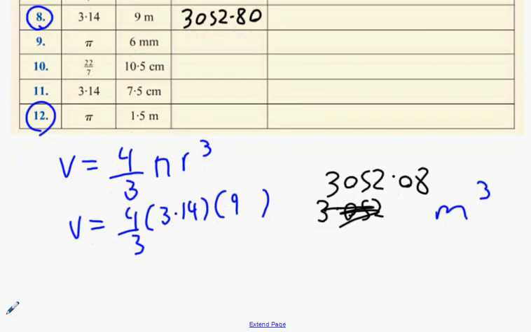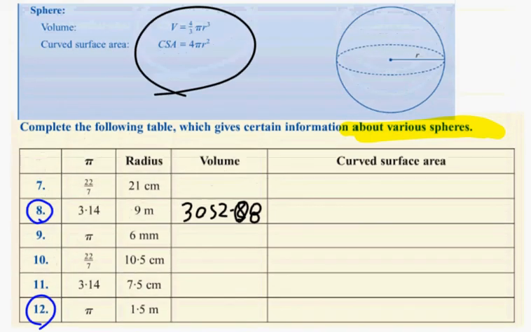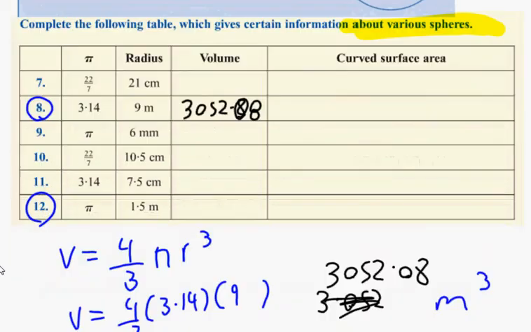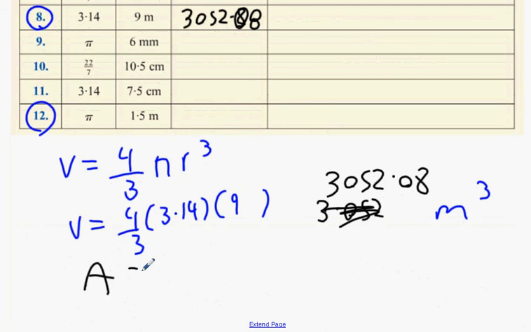Okay. It's now asking me for the curved surface area. I go back up to the top. I now choose the curved surface area formula, which is A equals 4 pi r squared. Like the last question, the pi value is 3.14.